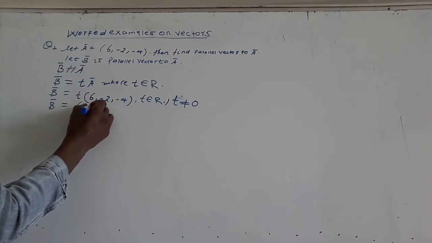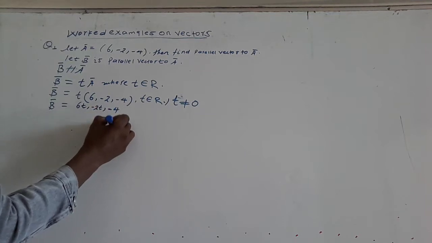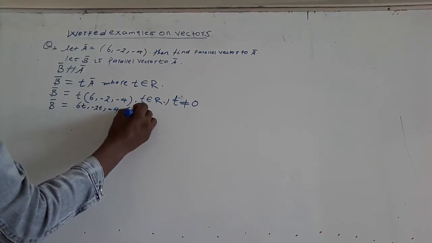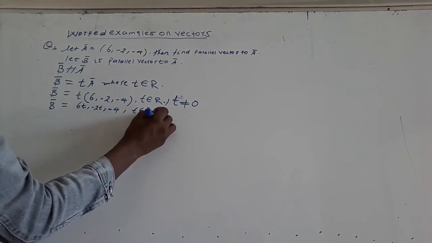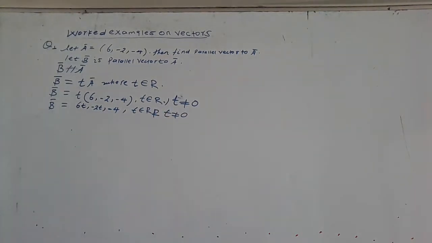So B can be 6t, minus 2t, minus 4t, where t is an element of the real numbers and different from 0.